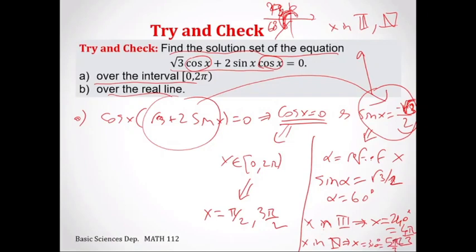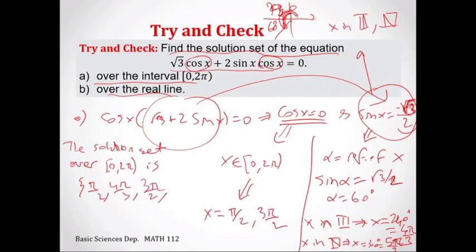Now the solution set here over 0 to 2 pi is pi over 2, 4 pi over 3, 3 pi over 2, 5 pi over 3. I'm not writing them in order, so you can check, like you can multiply with pi and 3, and you can make them in order, but this is fine.